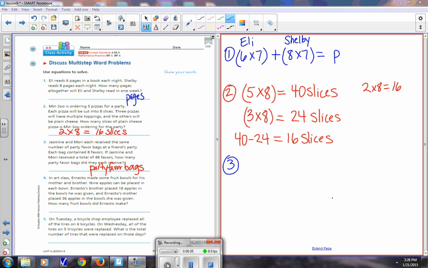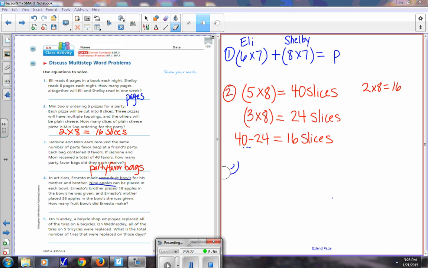Okay, so you're given how many apples they have. You don't know how many fruit bowls. So some fruit bowls, we just know that the bowls can only hold 9 apples each. So if I have Ernesto's brother, I'm going to say B for brother here, so we can keep our facts straight. Oh, and this is for number 4.